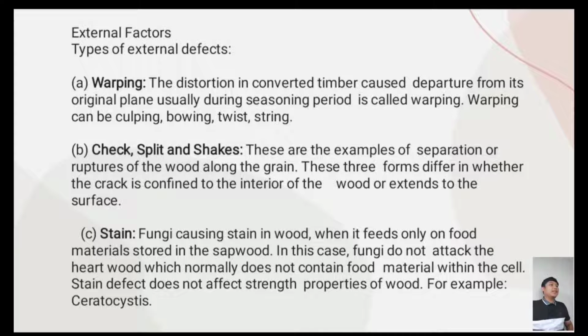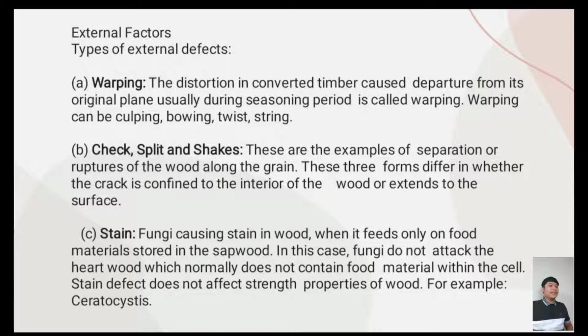Internal factors. Types of internal defect: number one, warping. The distortion in converted timber causing departure from its original plane, usually during the seasoning period, is called warping. Warping can be cupping, bowing, or twisting. Number two, check, split and shakes. These are examples of separation or rupture of the wood along the grain. These three differ in whether the crack is confined to the interior of the wood or extends to the surface.